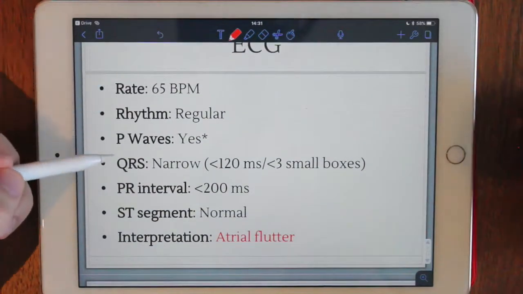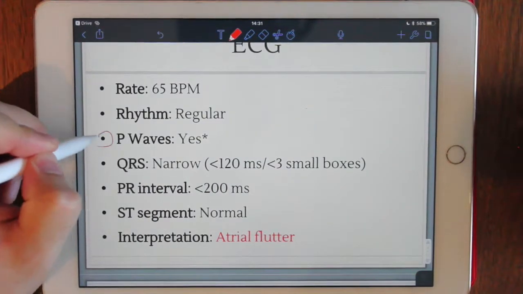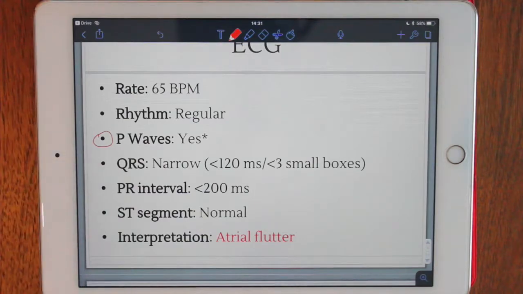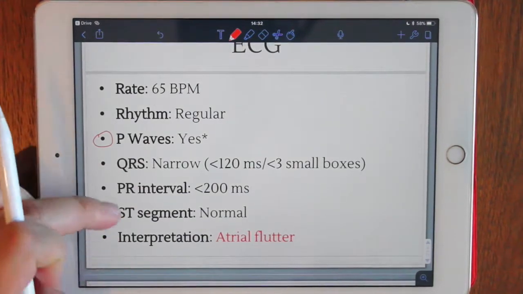Okay, so we see everything is normal except P waves. We notice that we have P waves, but we have multiple P waves that aren't attached to a QRS complex. And so our interpretation of this is atrial flutter.